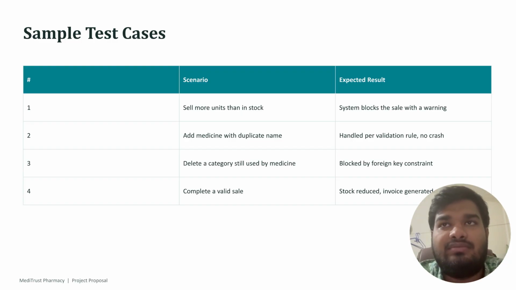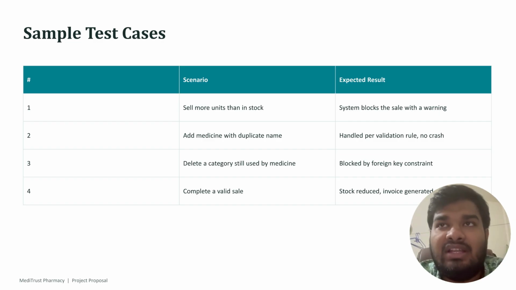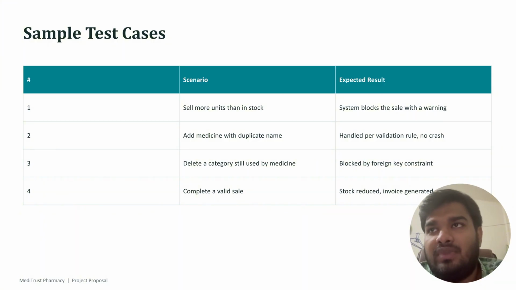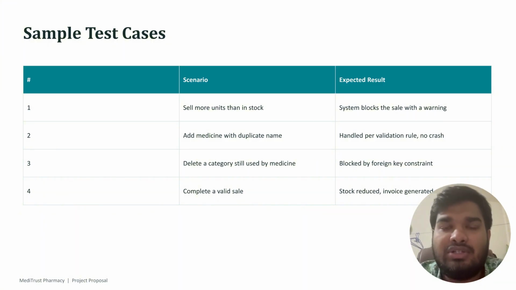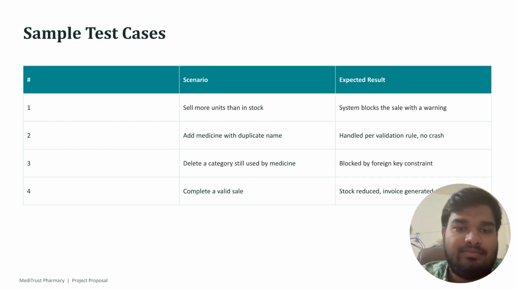Sample test cases. Scenario and expected result. Sell more units than in stock: the system blocks the sale with a warning. Add medicine with a duplicate name: handled per validation rule, no crash. Delete a category still used by medicine: blocked by foreign key constraint. Complete a valid sale: stock reduced, invoice generated correctly.